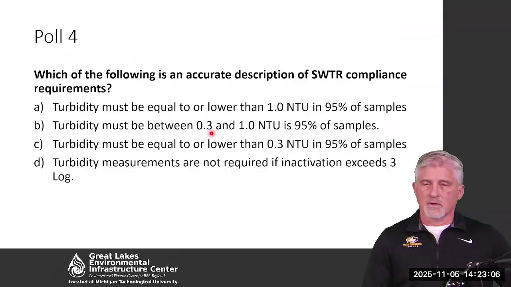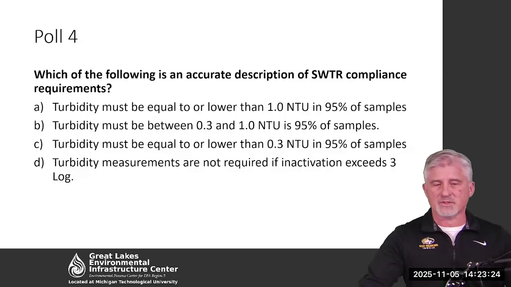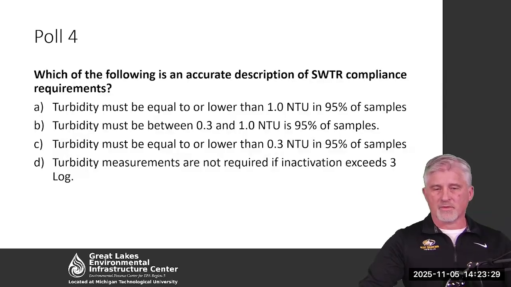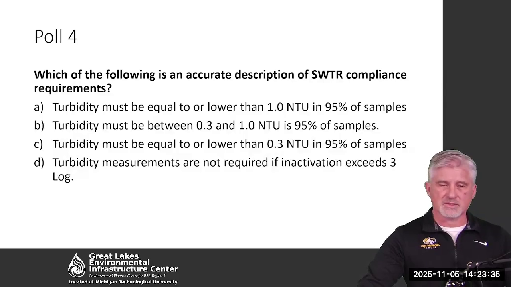Okay, so we have poll number 4. Which of the following is an accurate description of Surface Water Treatment Rule compliance requirements? A, turbidity must be equal to or lower than 1 NTU in 95% of samples. B, turbidity must be between 0.3 and 1 NTU in 95% of samples. C, turbidity must be equal to or lower than 0.3 NTU in 95% of the samples. Or D, turbidity measurements are not required if inactivation exceeds 3 log.